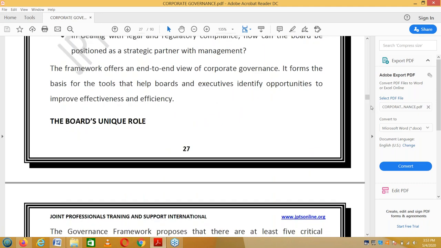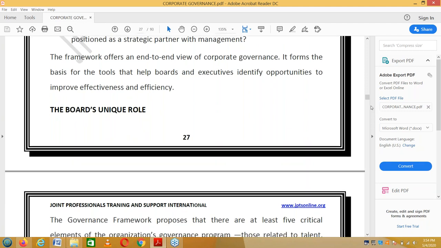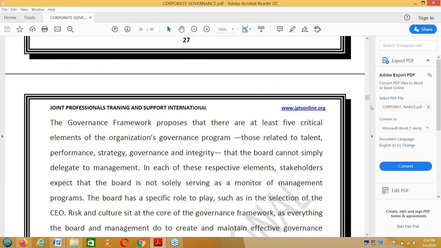Now let's look at the board's unique role. What are the roles of the board members? What are their roles? Now the governance framework proposed that there are at least 5 critical elements of the organization governance program.